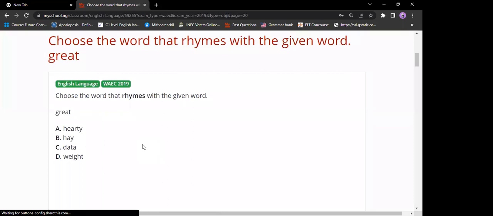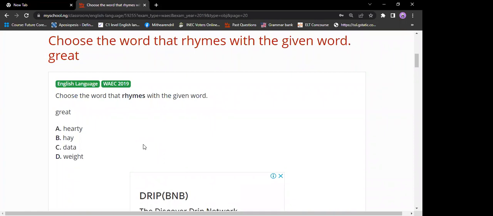Now what we have here is great. We have hearty, we have hey, we have data, and we have weight. So what we can pick as our correct option is D. Weight, great. So that is where we'll stop for today.